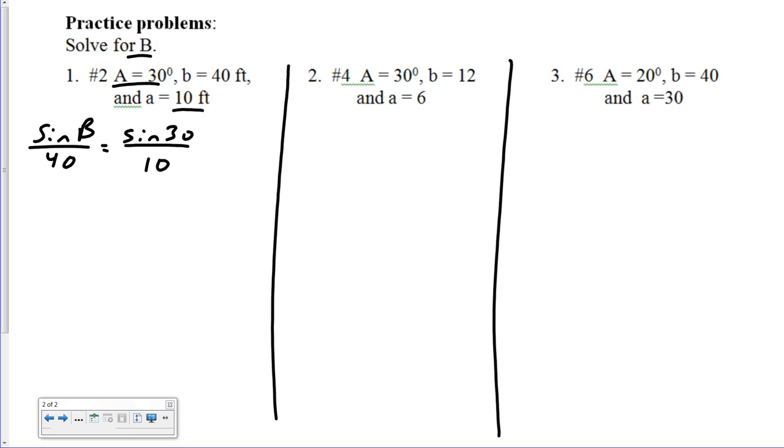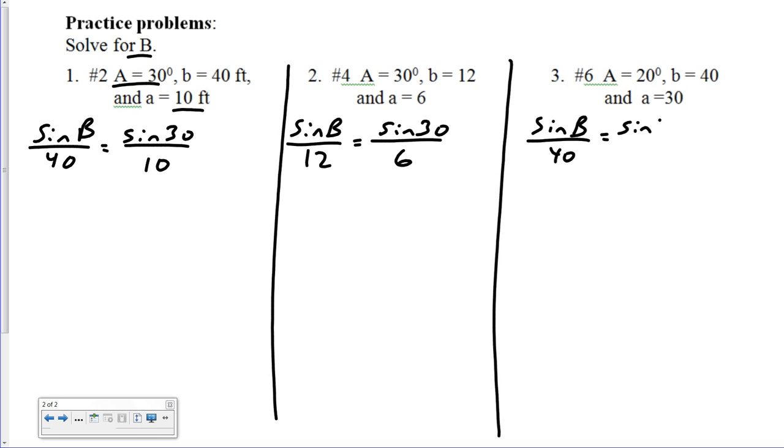I'm going to go ahead and set up all 3 of them just because I can focus on the same thing. You've had practice with this. So in this one, again, I want to solve for B, so sine B over b equals sine A over a. And the last one, sine B over b equals sine A over a.